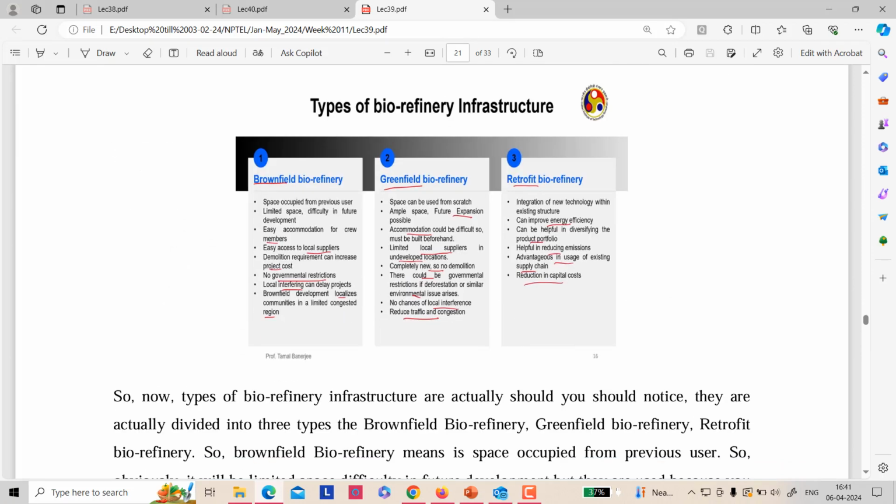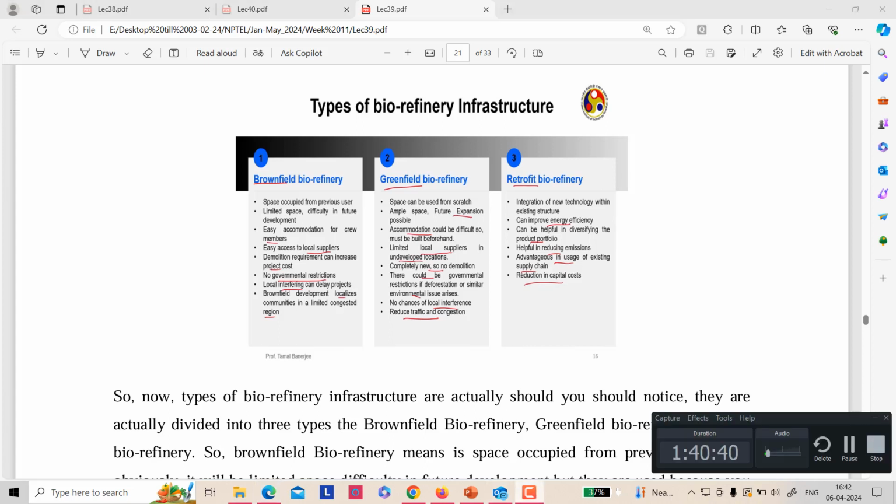And what is the work right here, the brownfield biorefinery: space occupied from previous user, limited space, difficulty in future development, easy accommodation for crew members, easy access to local suppliers, demolition requirement can increase project cost, no governmental restrictions, local interfering can delay projects, brownfield development localizes communities in a limited congested region. So this is the one type of infrastructure, the brownfield biorefinery.